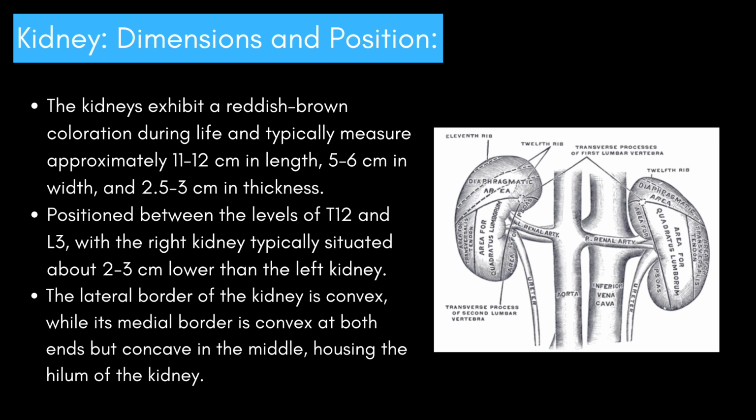The kidneys exhibit a reddish-brown coloration during life and typically measure approximately 11 to 12 centimeters in length, 5 to 6 centimeters in width, and 2.5 to 3 centimeters in thickness. Position between the levels of T12 and L3, with the right kidney typically situated about 2 to 3 centimeters lower than the left kidney. The lateral border of the kidney is convex, while its medial border is convex at both ends but concave in the middle, housing the hilum of the kidney.